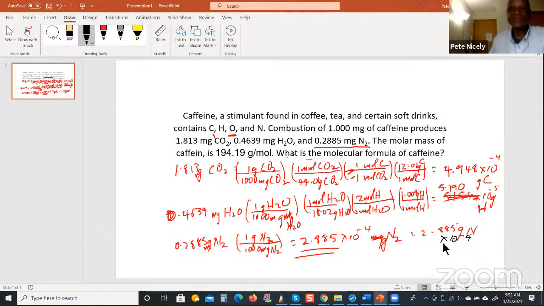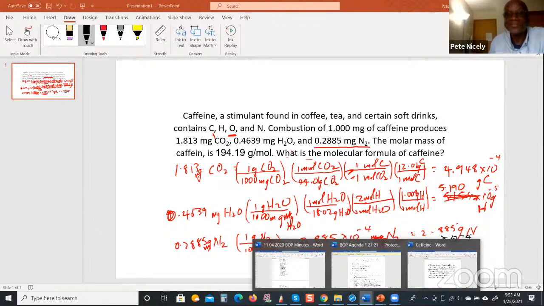Let me try this again. Okay, I see the problem. The problem is that I made a mistake of saying that 1.00 milligrams is equal to 0.100 grams. It should be 1 gram. I should have subtracted all of them from 1 gram. Okay, sorry about that.